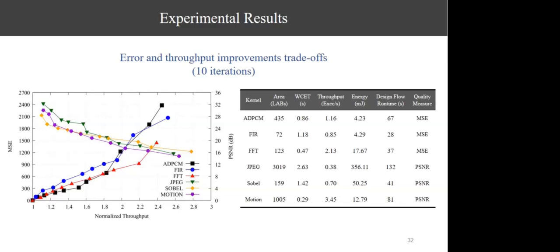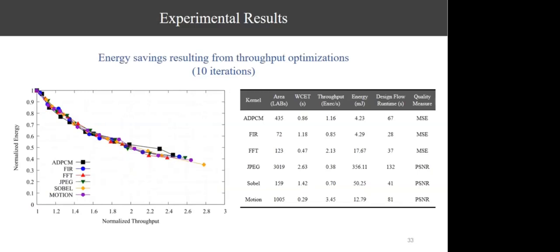Or, for the motion kernel, it's possible to have a normalized throughput of 1.12 with about 30 dB of PSNR, or a throughput of 1.25 with about 25 dB of PSNR. As our tool optimized for both area and the delay to increase throughput, we also can attain sensible energy savings. The figure shows that energy is proportionally reduced with the area delay product for all kernels, as expected.